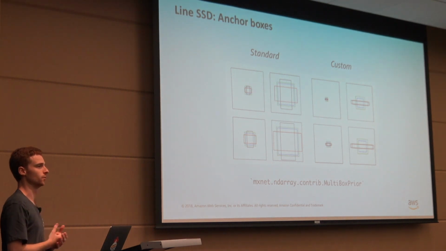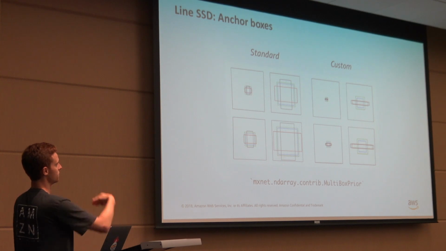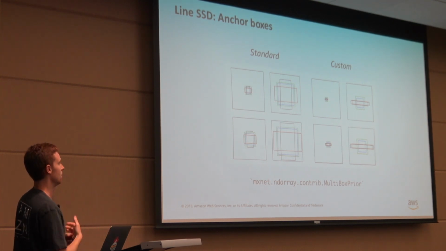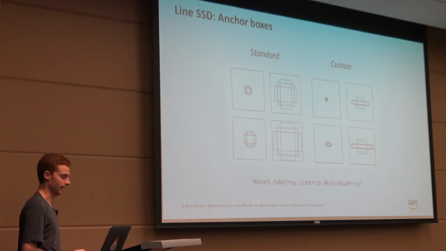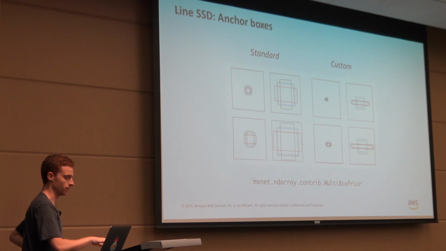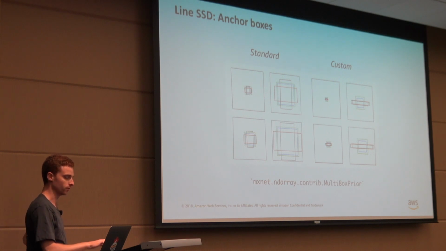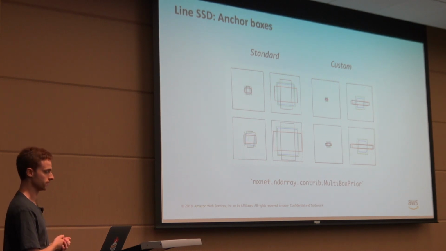But for the lines that we're trying to detect, we know they're going to be longer than they are tall, or wider than they are tall, so we can build that in as part of a prior of what our objects look like. And the way that we generate these prior bounding boxes, or anchor boxes, is through this function in the contrib package called multibox prior, and you define different ratios that you want to generate these boxes for.